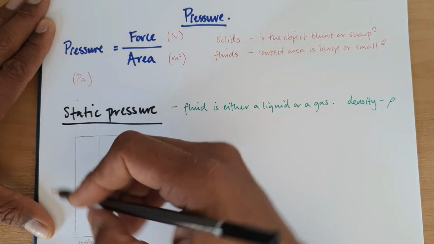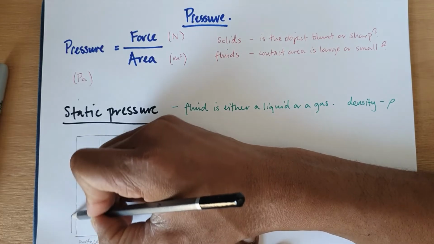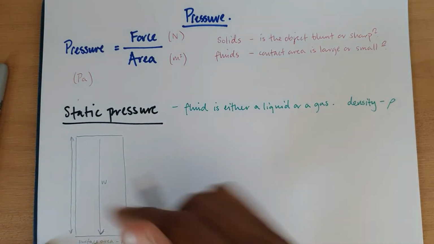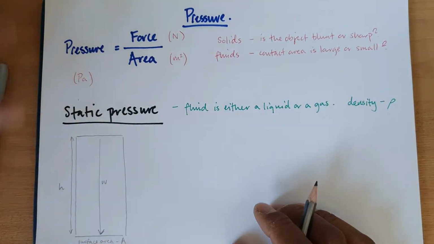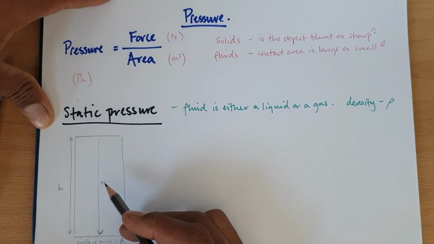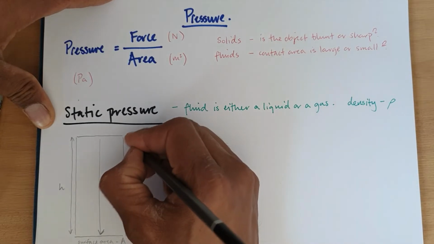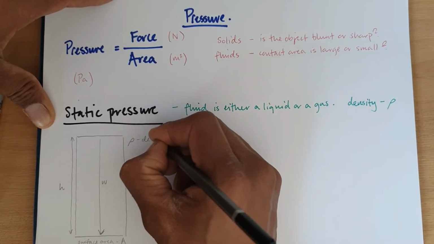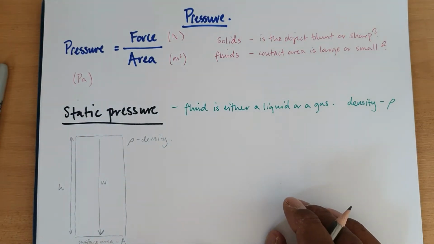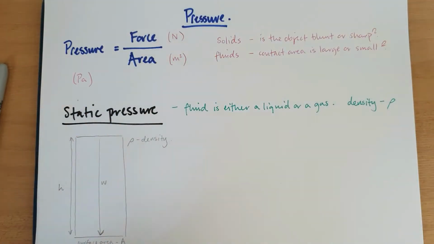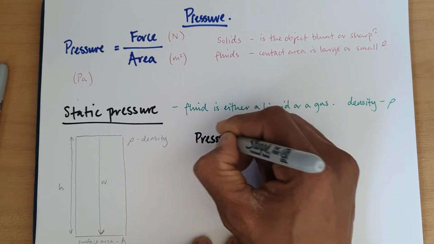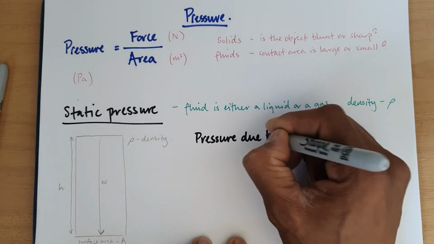And the height of the column, or the depth, I'm going to call H. Also important in being able to derive this is the idea of the density of the fluid. It doesn't matter whether it's a liquid or a gas. This derivation works the same. So what we need to do is figure out the pressure due to depth.